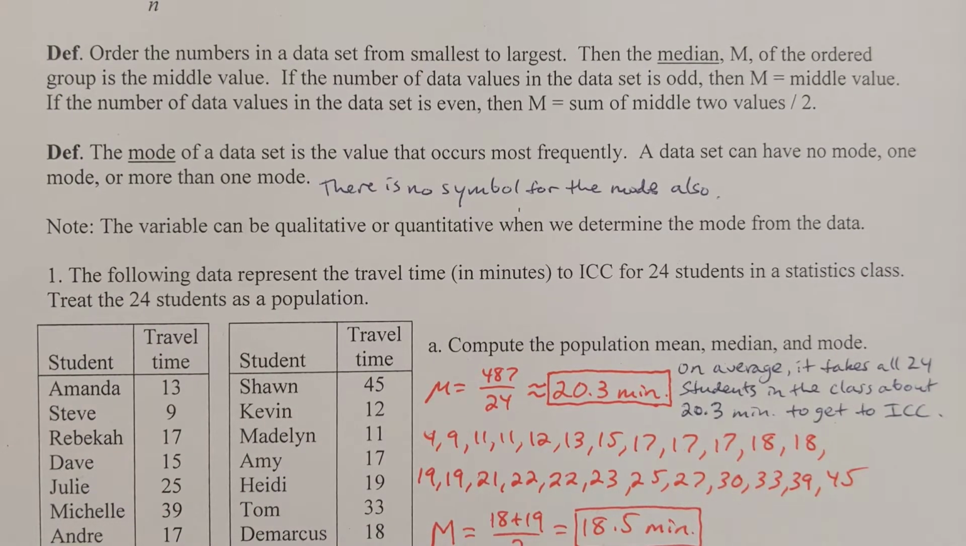Another definition there. Order the numbers in a data set from smallest to largest. Then the median, which we're going to call capital M, of the ordered group is the middle value. Okay, if the number of data values in a data set is odd, then the median is just the middle value, since that's going to split the lower half from the upper half. If the number of data values in a data set is even, then the median is where you take the sum of the middle two values and then divide that by 2.